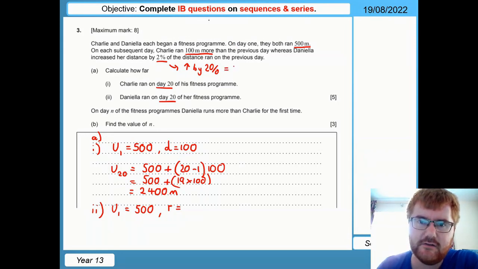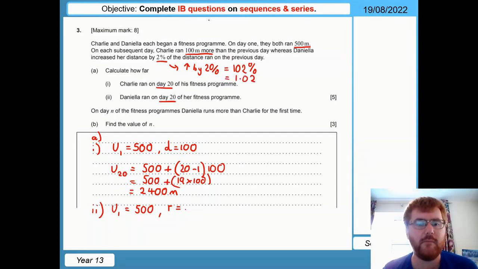Then we're actually doing 102% each time. And 102% as a decimal, well, that's equal to 1.02. So that's how I work out my common ratio here, that this is going to be r equals 1.02.